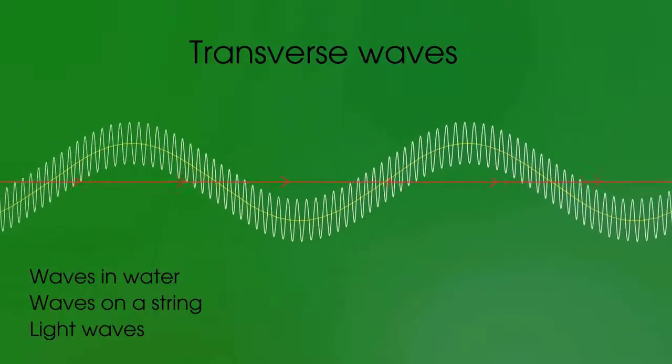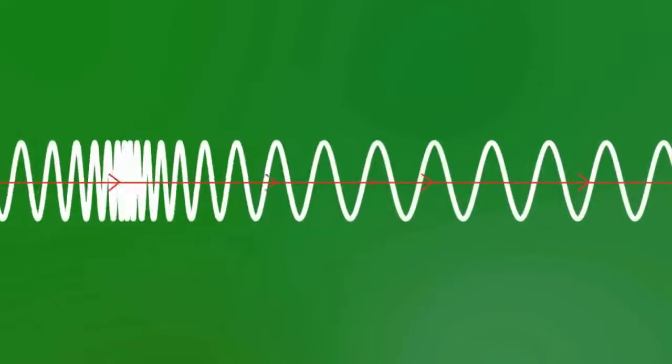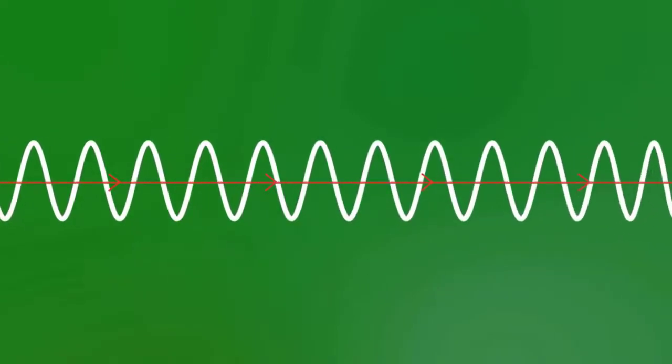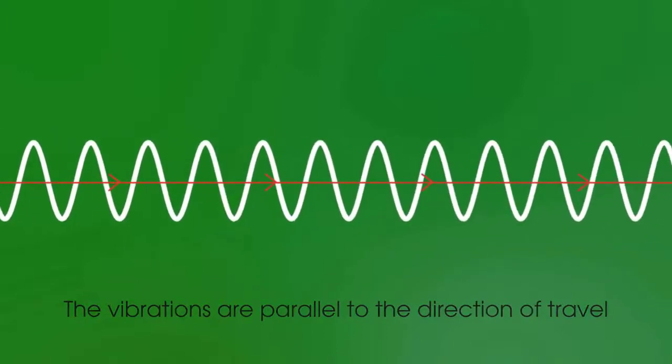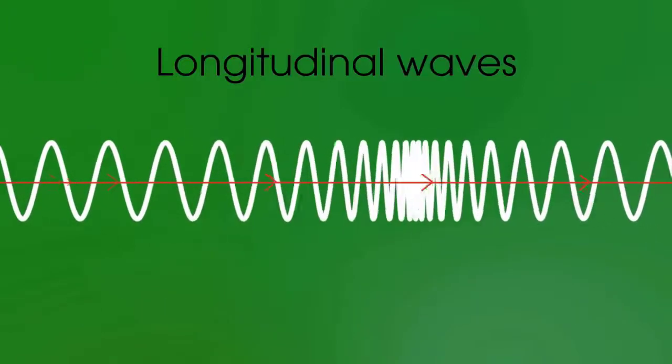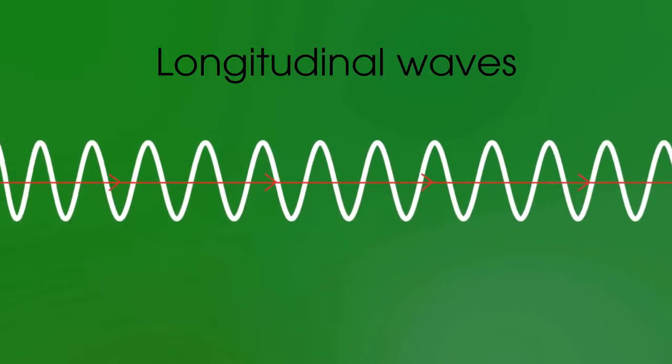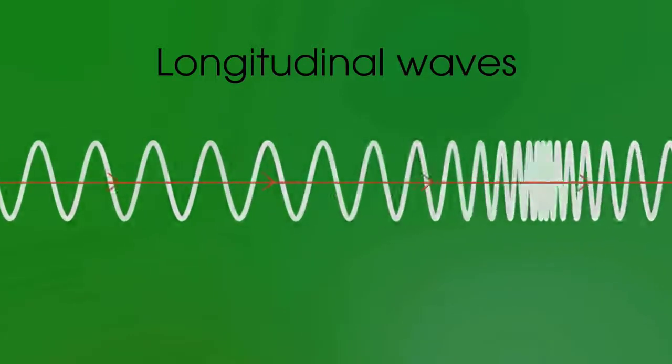Now let's look at the sound waves again. Again, we see them represented by the slinky, but this time the direction of vibration is parallel to the direction of travel. These are called longitudinal waves, and the only example you really need to remember is sound.